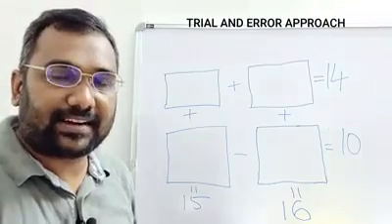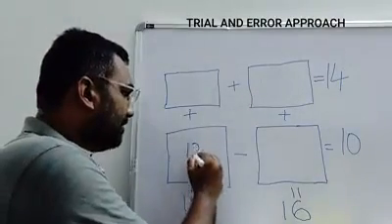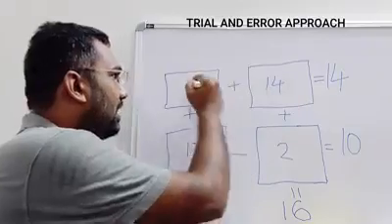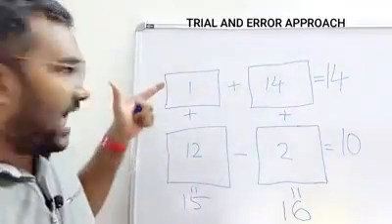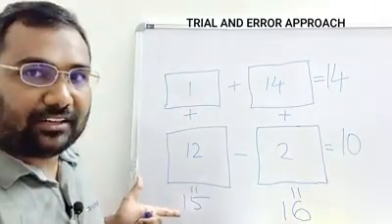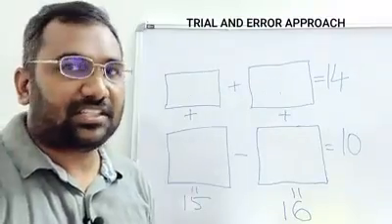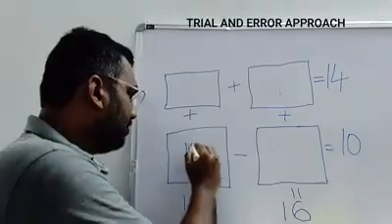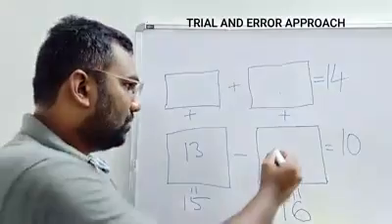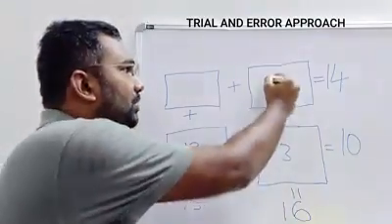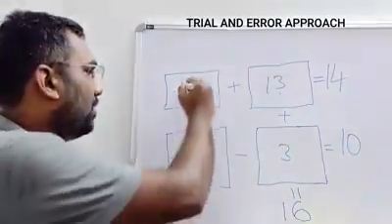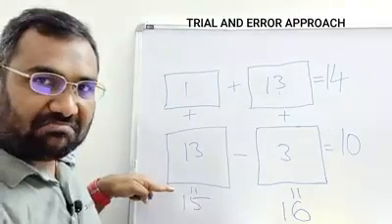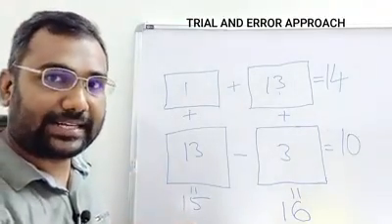Okay, next let's try with 12. If you try with 12, you will get 2, 14 and 1. Now if you add 1 and 12, you get 13 and not 15. So this is not the set. Okay, let's try with 13. If you put 13 here, you will have 3 and you will have 13 here, you will have 1. If you add 1 and 13, you will get 14, not 15. So this is not the right set.